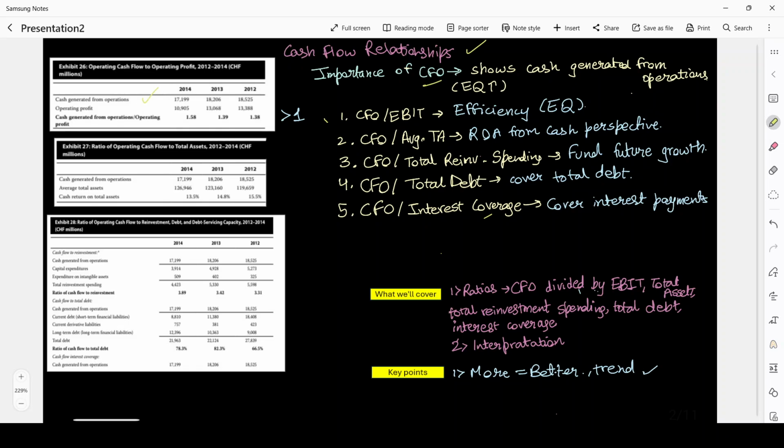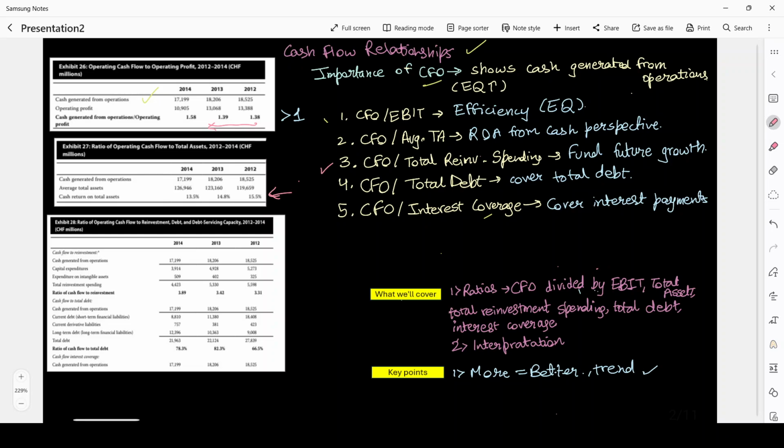So here in the Nestle's case, we notice that this number is going up over the years, which is a positive, and also it is consistently greater than 1, which is also a positive. So the next ratio which we are going to study is CFO divided by average total assets. It shows return on assets from a cash perspective. Like out of the total assets invested in the business, how much we are able to produce cash flow from operations each year. So here we notice a downward trend which is concerning.